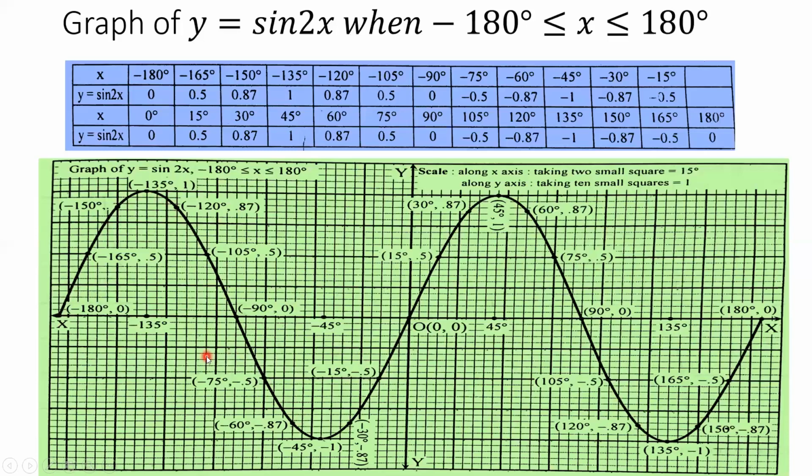The graph passes through the origin. The graph of sin x must pass through the origin because the value of sin 0 degrees is 0. And the highest and the least values of sin 2x are 1 and the least value is minus 1. These are the three characteristics of the graph of y equal to sin 2x, and this graph is very much important for your class, for your exam.